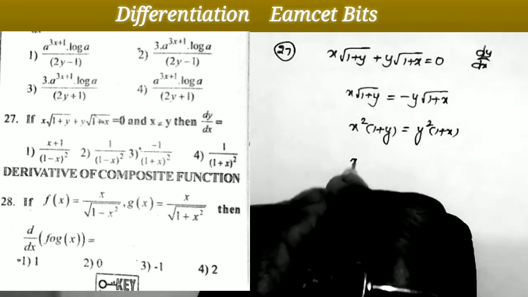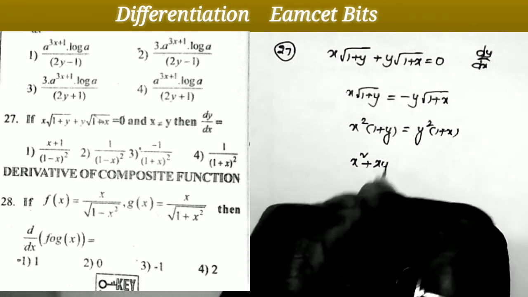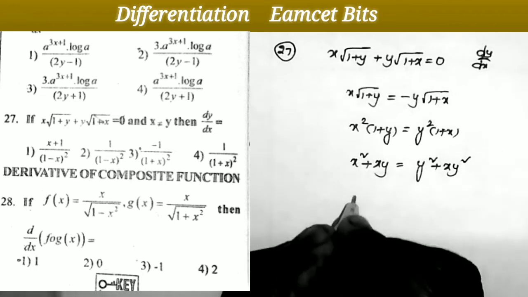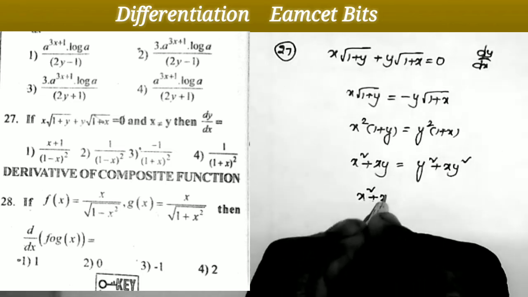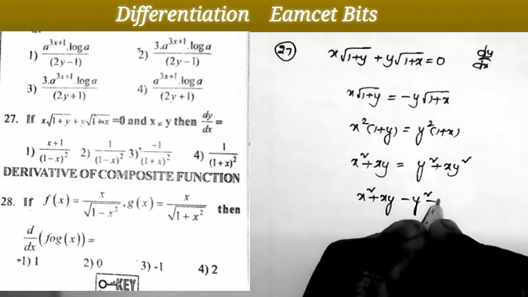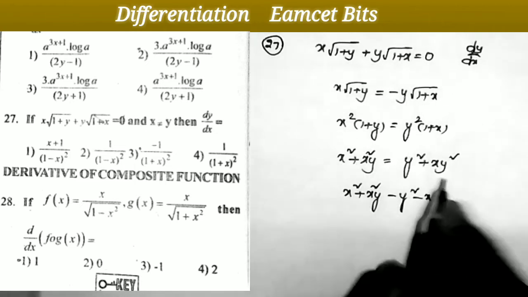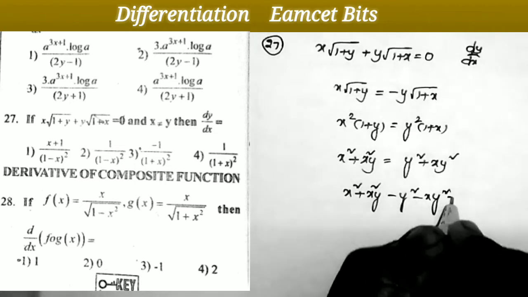Now doing the product here, then we get x square plus xy is equals to y square plus xy square. Now writing all the terms to a single side: x square plus xy minus y square minus xy square equals to 0.